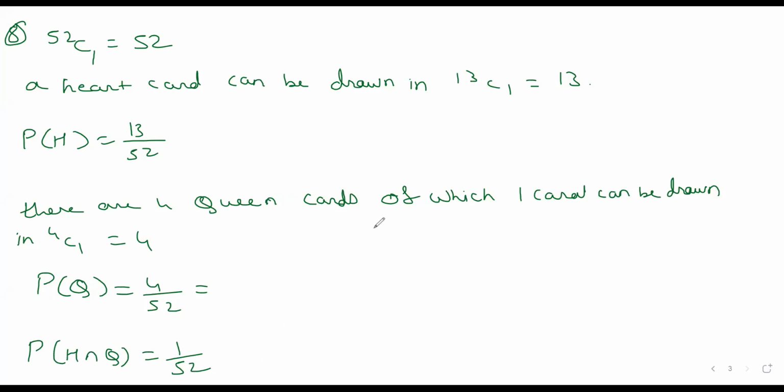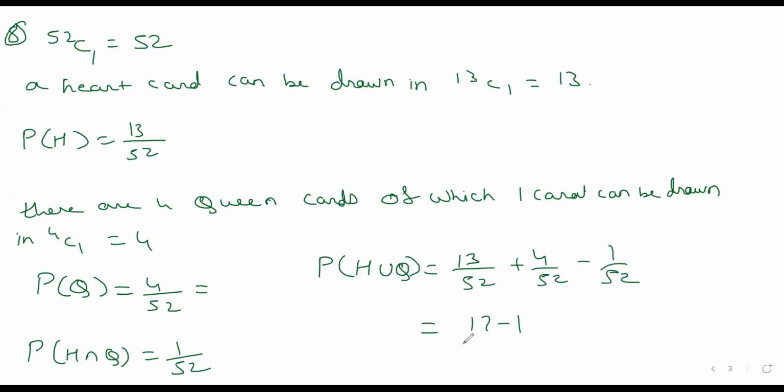Yes. So P of H union Q is 13 by 52 plus 4 by 52 minus 1 by 52. That is 17 minus 1 by 52, 16 by 52. This is 4 by 13. Because you want a card to be either heart or queen. Either or matlab union.